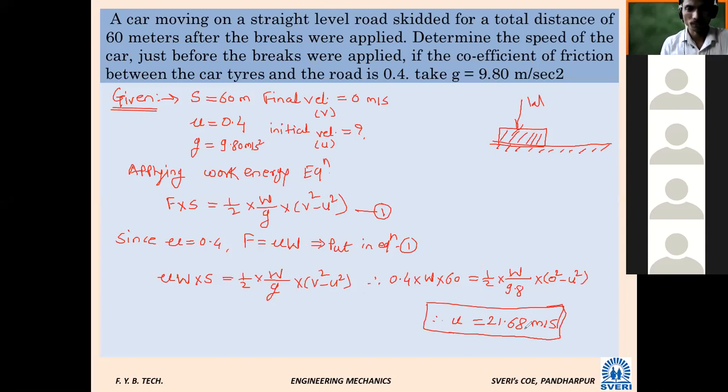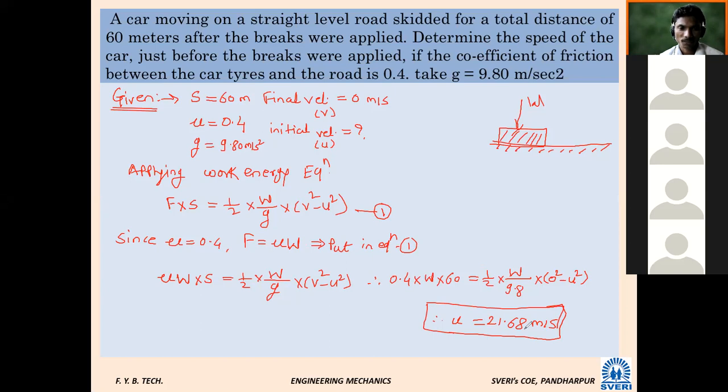Have you calculated? Some got a minus. So what does minus indicate? How does it come out minus? Does minus indicate the velocity is decreasing? Yes, decreasing. Anyway, 21.68, the magnitude is correct.